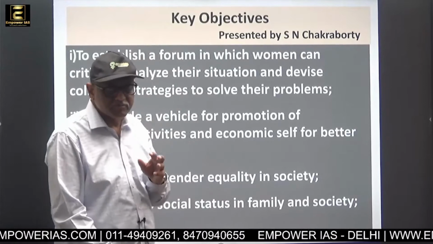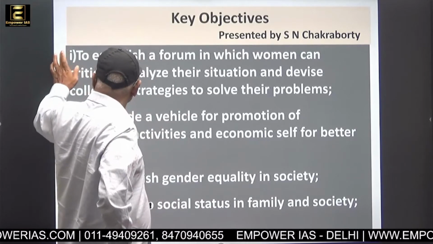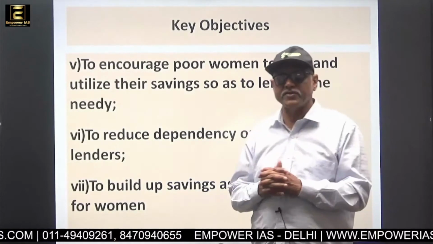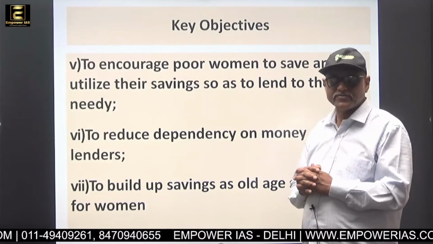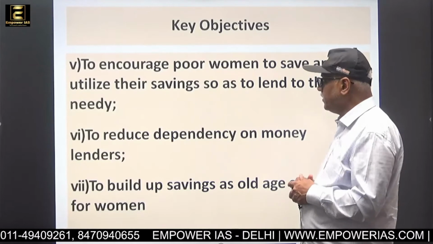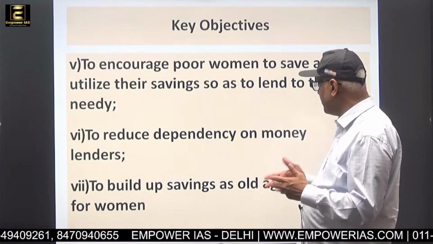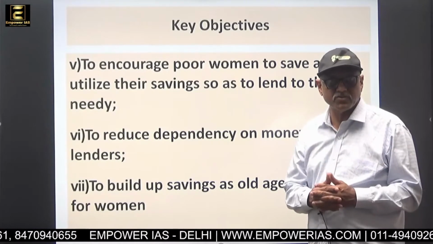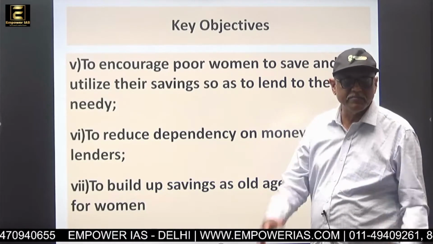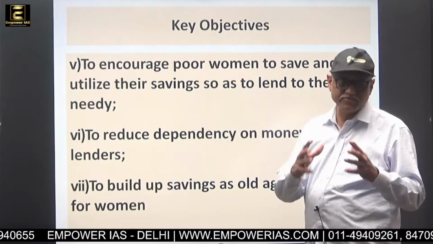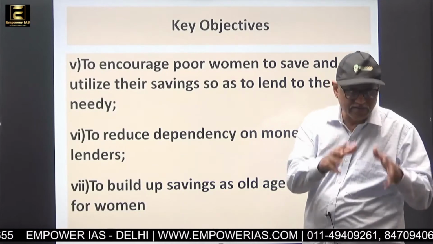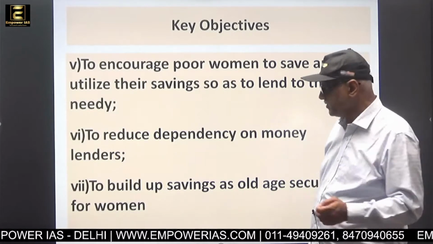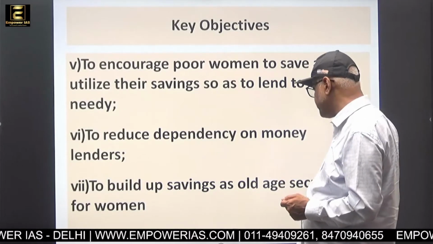So these things have to be kept in mind. There are some other objectives. That is to encourage poor women to save. Basically, this whole microfinance SHG is poor-women centric. And then to reduce dependency on moneylenders, because moneylenders take a lot of interest on their money, and that is a very uneven agreement with the borrowers. So SHG and microfinance try to enter that area and free them from the clutches of private moneylenders, and to build up savings as old age security for women.